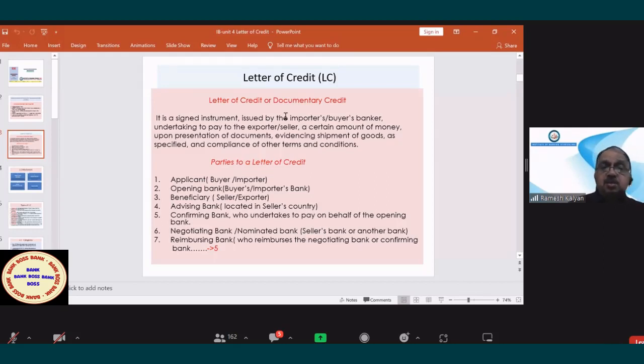And the parties to that are: the applicant. Always the applicant of an LC will be the importer. Opening bank will be the importer's bank. Beneficiary, that is a party here, because the benefit for the exporter will be the beneficiary in an export transaction. Why is he a beneficiary? He need not know about the foreign bank or foreign person importer. He is only aware of his bank in India, that is the advising bank.